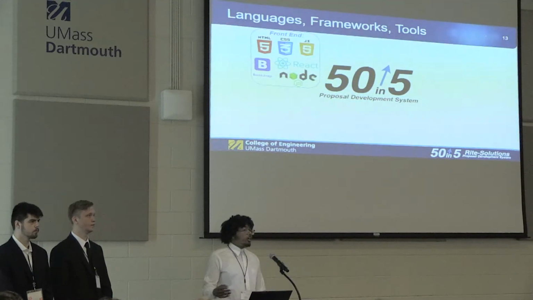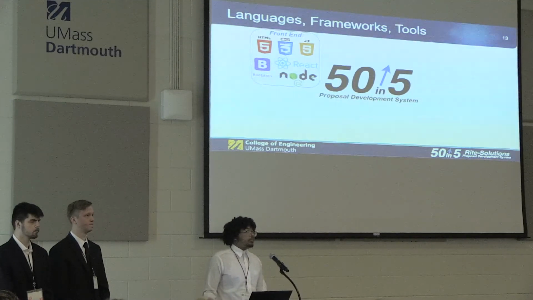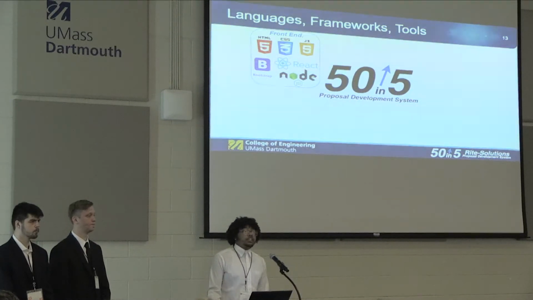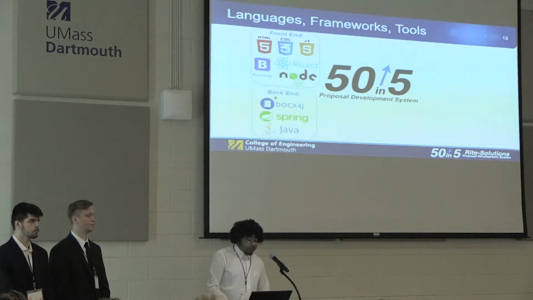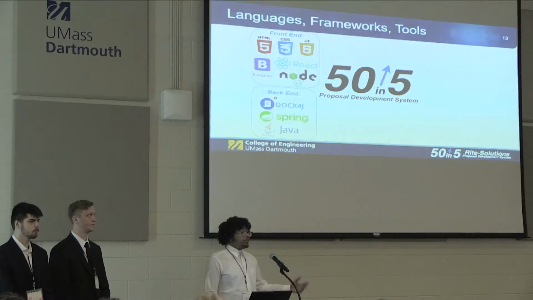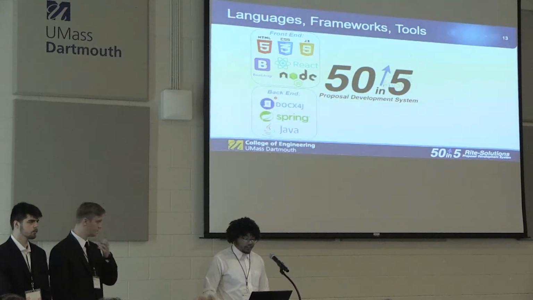So first off, I'm going to start out with the front end. As you can see here, there are some languages that we mentioned already before, in addition to Node.js, which allowed us to use different JavaScript libraries for our program itself. For the backend, docx4j was used for document manipulation, while Springboot was used to launch the Java code. Oh, sorry about that, went backwards.